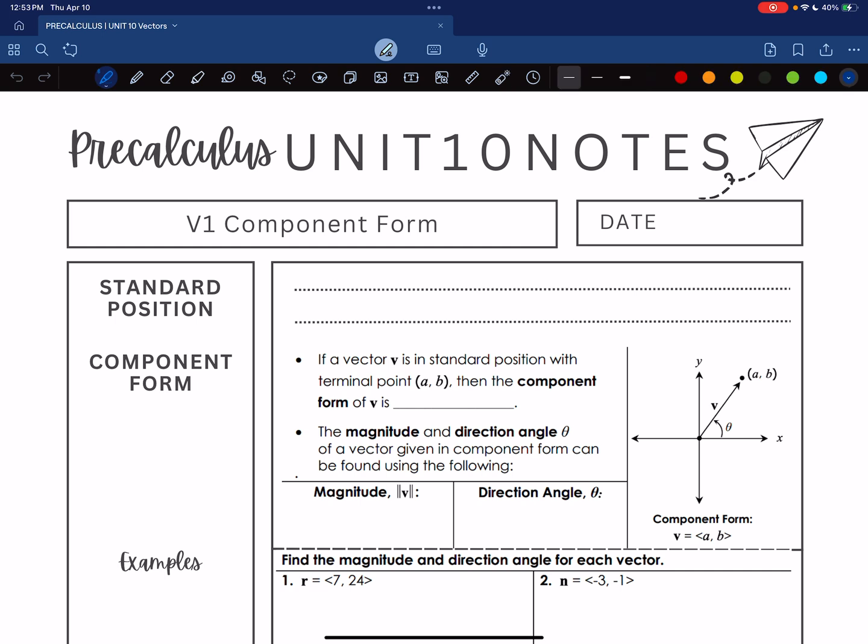We are in our pre-cal unit on vectors and we are looking at component form today. So let's begin by defining what it means if we're talking about a vector in standard position. A vector in standard position is when the initial point of the vector is at the origin, like you see in this illustration. So let's pause and write that down.